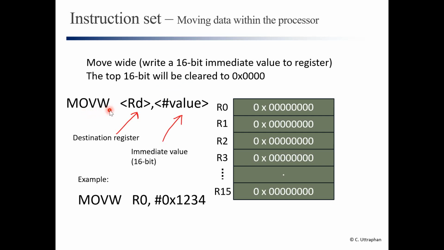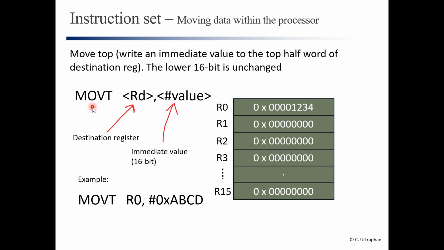This is the MOVW instruction, which is used to move an immediate halfword value into the lower halfword of the register. This instruction will not affect the higher halfword of the register. For example, when we want to move the halfword data 1234 hexadecimal into R0, the instruction is MOVW R0, followed by the immediate value 1234. After the microprocessor executes the instruction, register R0 will have the halfword 1234.